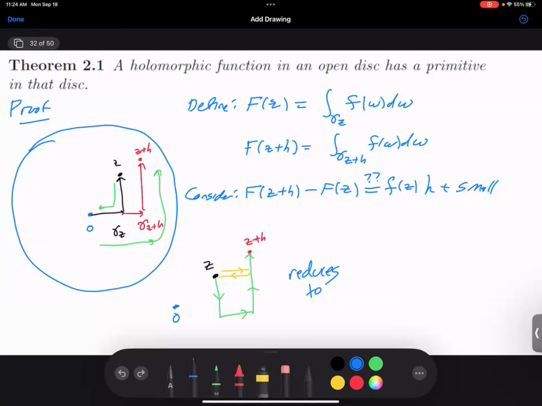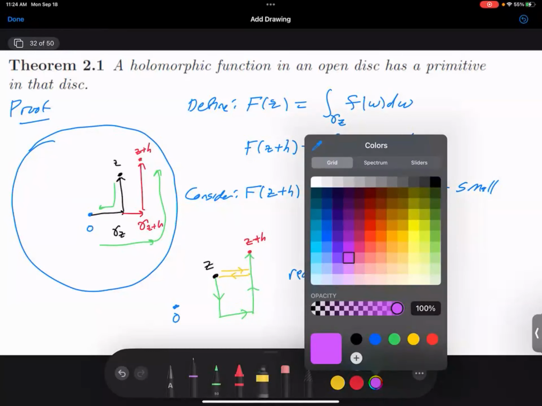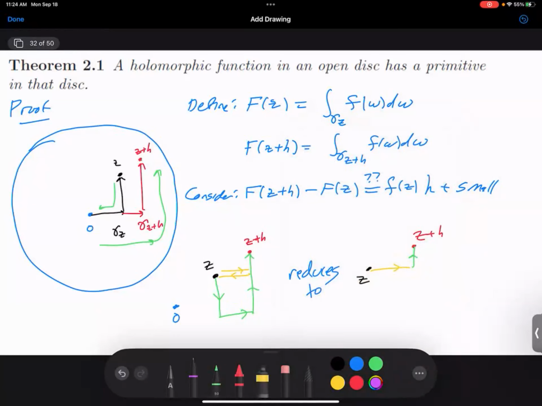And so this reduces to, now I've got my z over here, I've got my z plus h over here, and I've got this and going up. Can you think of anything I can add now? Like an edge, and then it's going to become like a triangle. Yeah, so if we put in an edge like this and go in both directions, we can use Goursat's theorem.